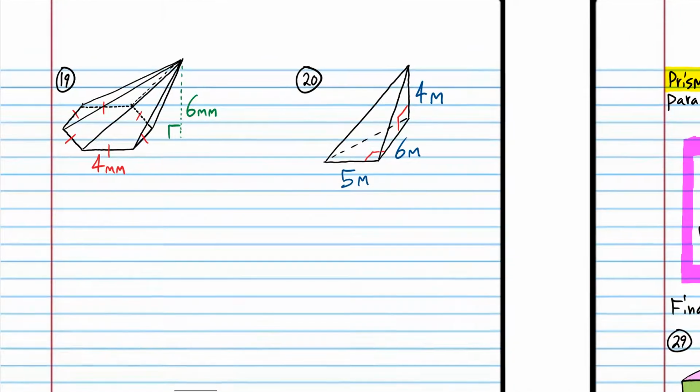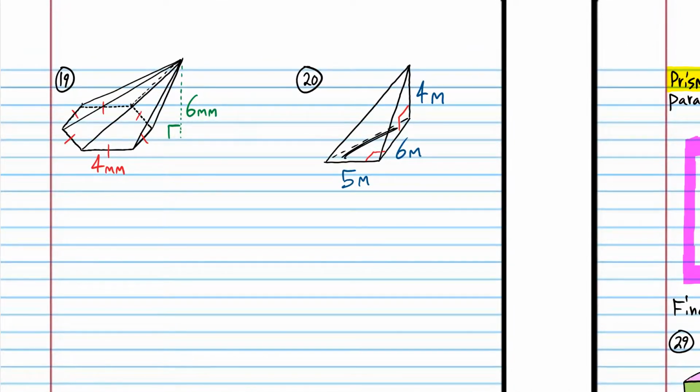It's fairly easy. This base is a right triangle, which means we can find the area pretty easily because we have the height and the base right there. Remember, area of a triangle is 1/2 base times height. Then you just multiply by the height. Now, because this is a right angle here, that means 4 is the height of the pyramid. So see if you can do number 20, and when you come back, we'll do it together.